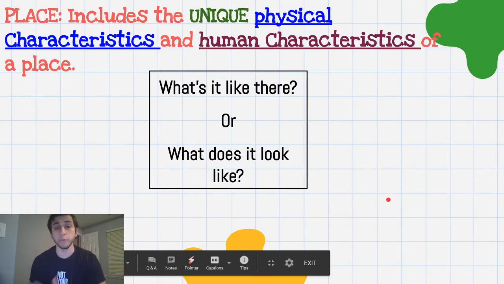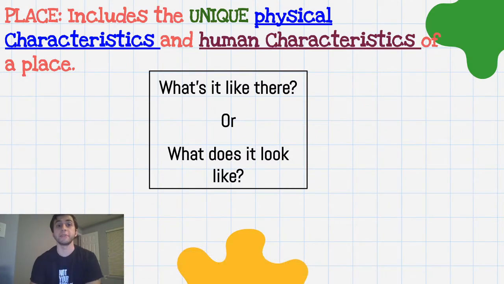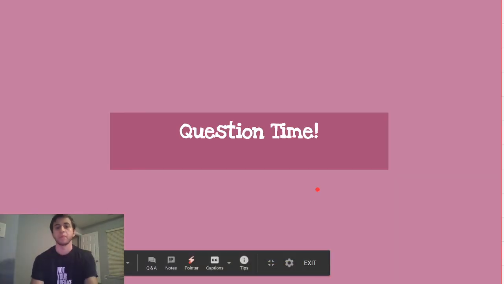Place includes the unique physical characteristics and human characteristics of a place. It answers questions like, what's it like there? Or what does it look like? Place tells us what a place is like. Here's your first question.